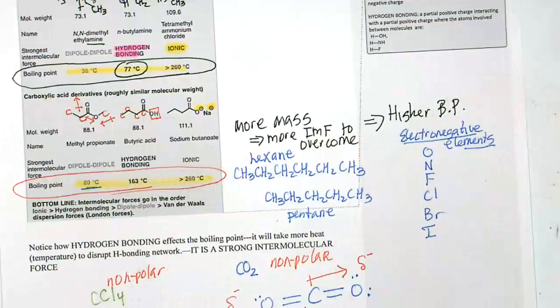Coming back to this example, this has 6 carbons. Can you imagine a hexane interacting with a hexane versus a pentane interacting with a pentane? What is easier to break apart? What's easier for them to disrupt those intermolecular forces? You overcome fewer intermolecular forces when you have 5 carbons as opposed to 6 carbons. All right. So more mass, more intermolecular forces to overcome.